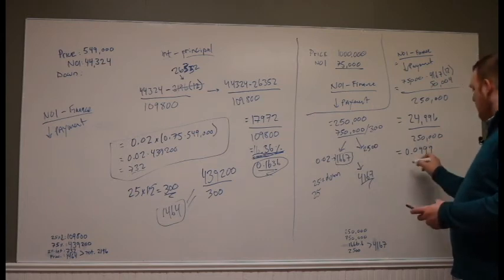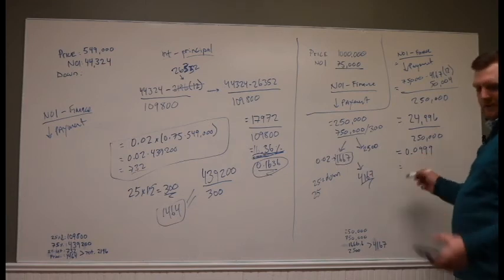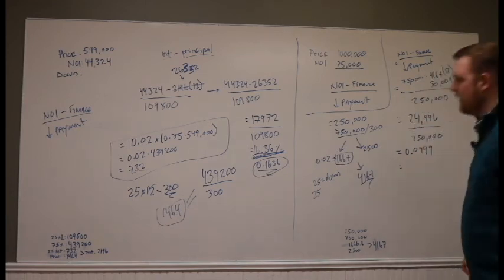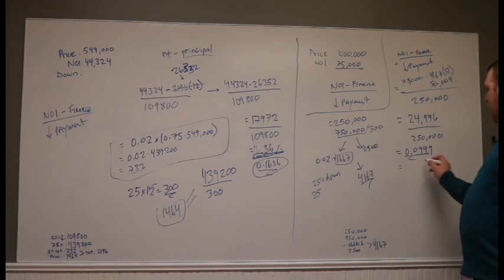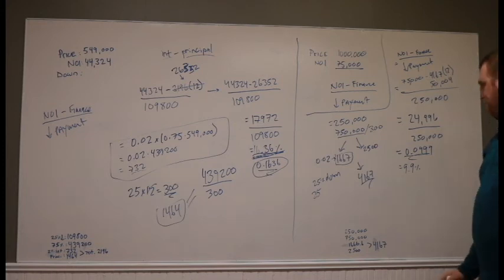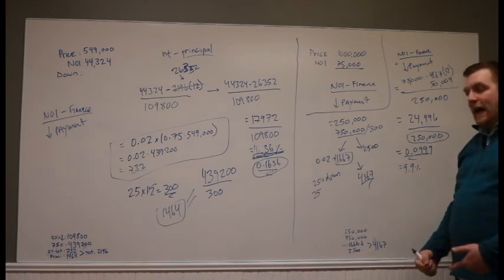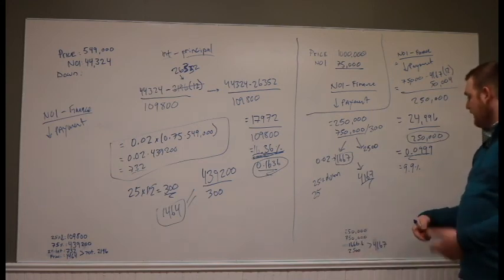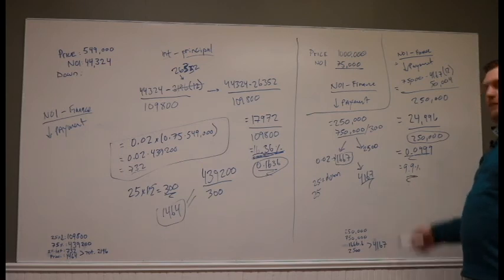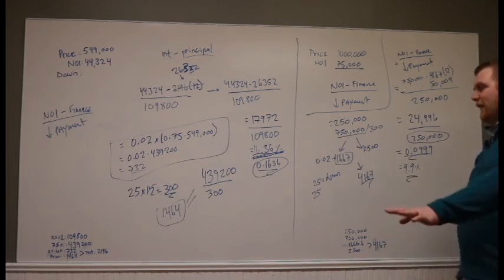It's 0.0999. That's what came out of the calculator, but I always express cash on cash as a percent, not as a ratio or a fraction. So that's 9.9%. So what does that mean? That means of your $250,000 cash that you invested in the deal, each year in cash, you'll receive back roughly 10% of that. That's all that means. Cash on cash is very simple.